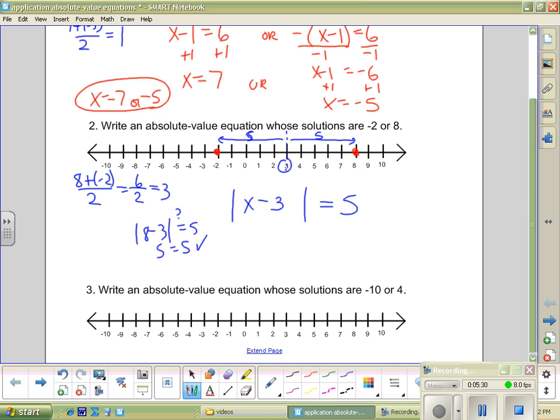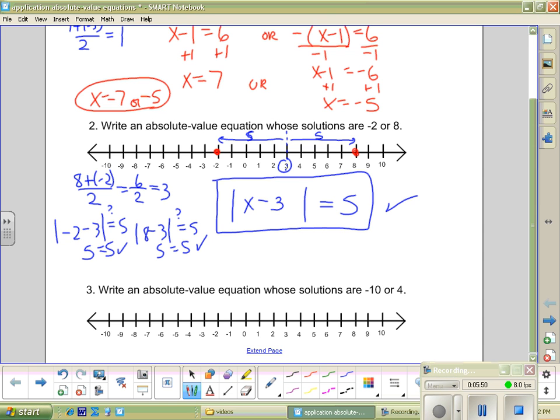And also, if you go to the other solution, negative 2 minus 3, if you subtract those two, it also has a distance of 5. So that is correct as well. So my equation, the absolute value of x minus 3 equals 5, is the correct equation for the problem that you see.